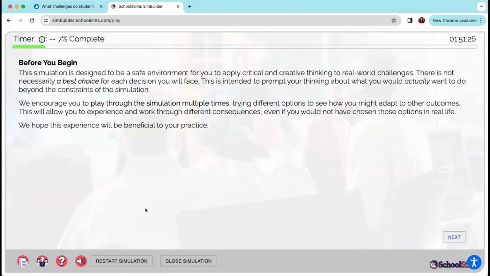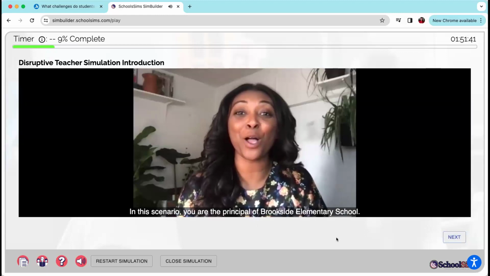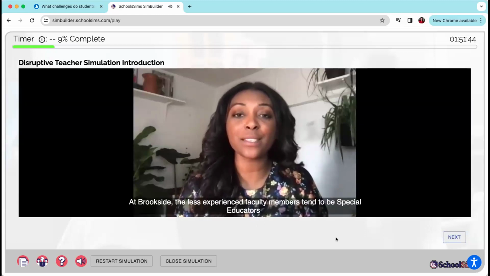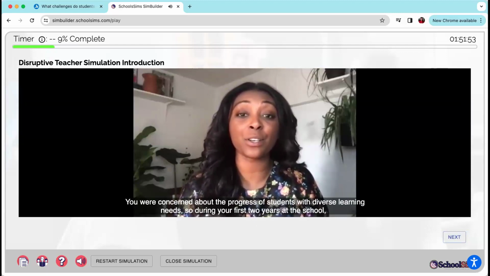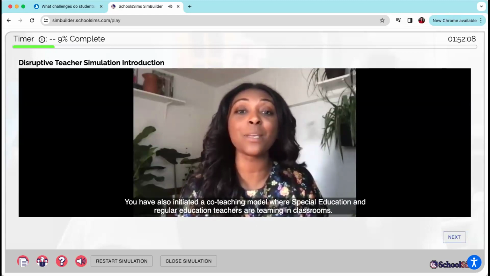The sim always gives you this overview before you start. And just to let you know, I encourage you to play multiple times. This is a safe environment, all the things that we've already talked about. In this scenario, you're the principal of Brookside Elementary School. At Brookside, the less experienced faculty members tend to be special educators, and there's a divide between the veterans and the new faculty. You were concerned about the progress of students with diverse learning needs, so during your first 2 years at the school, you successfully established collaborative groups amongst the teachers with the intention of increasing student achievement. You've also initiated a co-teaching model where special education and regular education teachers are teaming in classrooms.